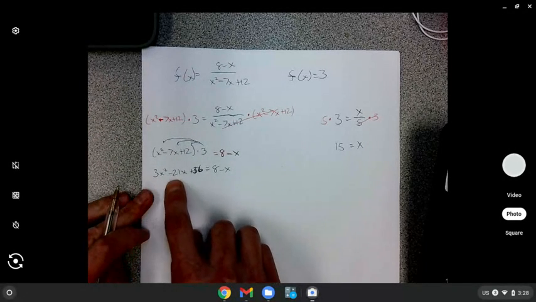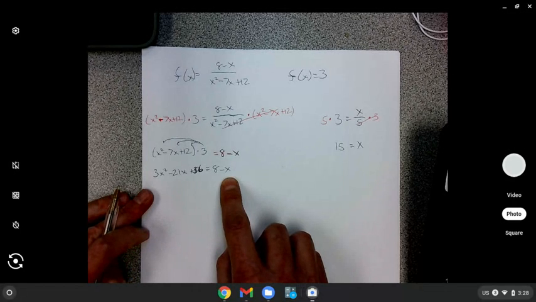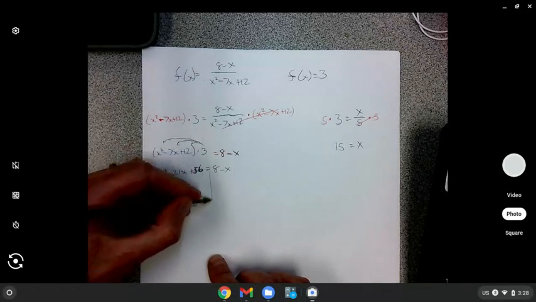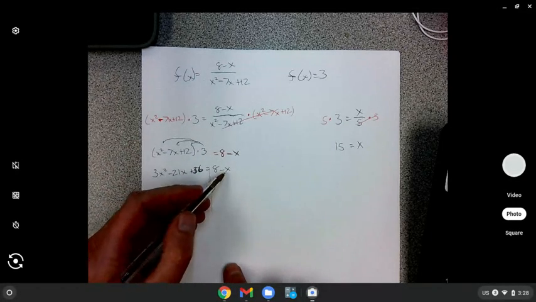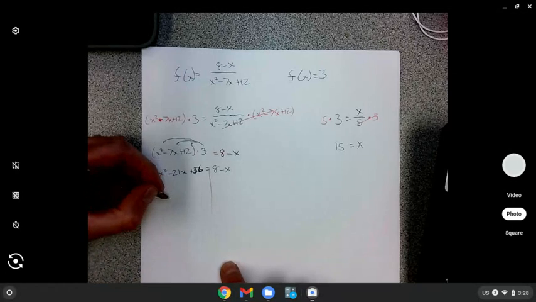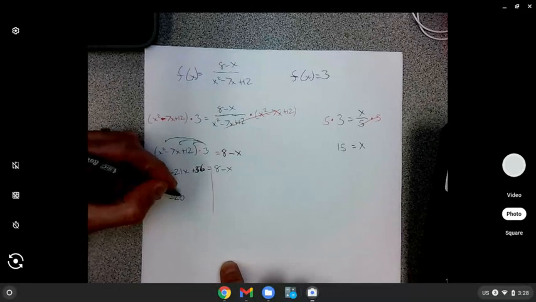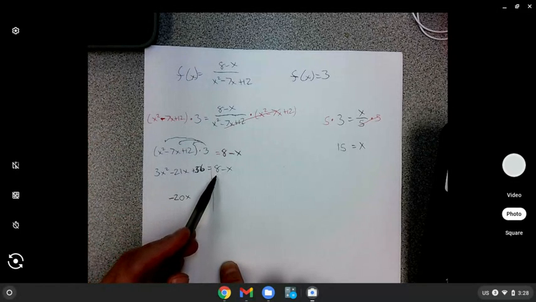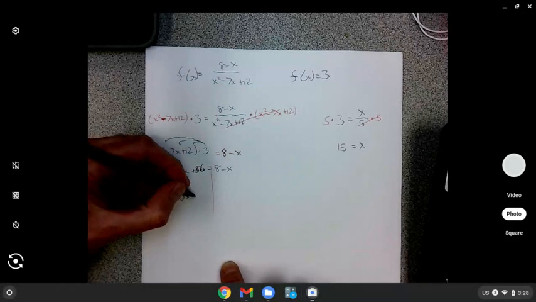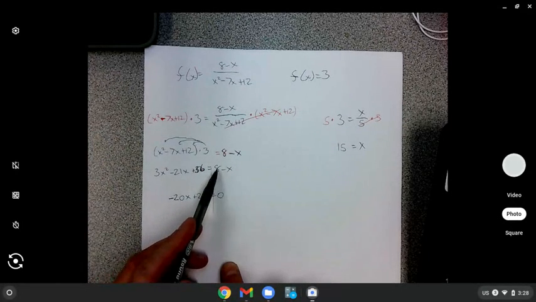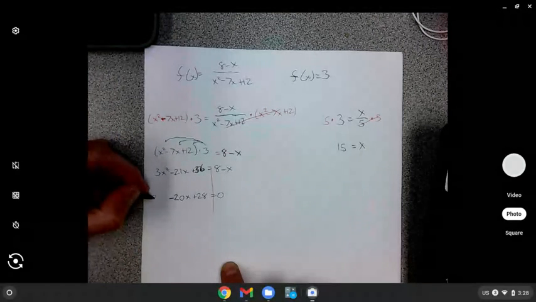To solve a quadratic equation like this, it's often easiest to make it equal 0. It's not the only way, but it's typically easier. So if I wanted to get this to equal 0, I could add x to this side, so I'd have minus 20x. I could subtract 8 from both sides, and I would get plus 28 equals 0. So I added x, I subtracted 8.